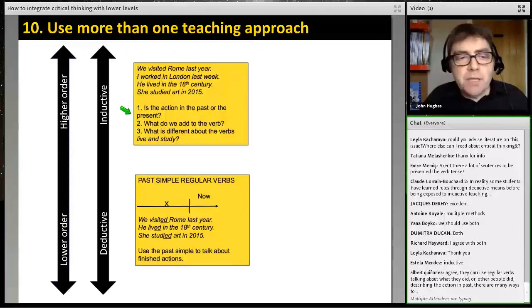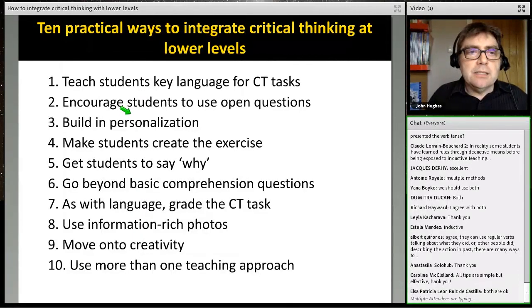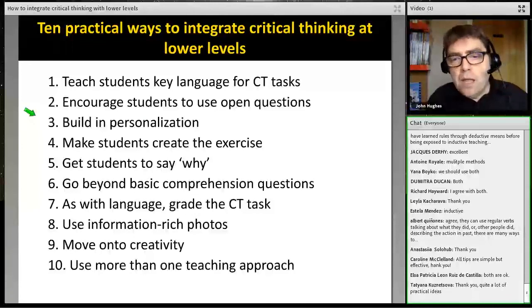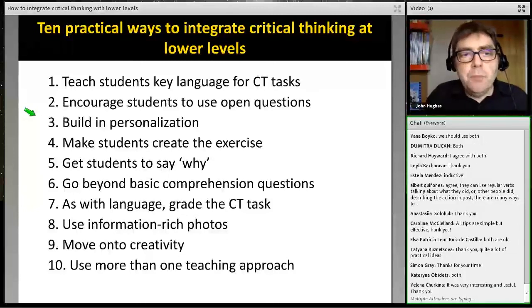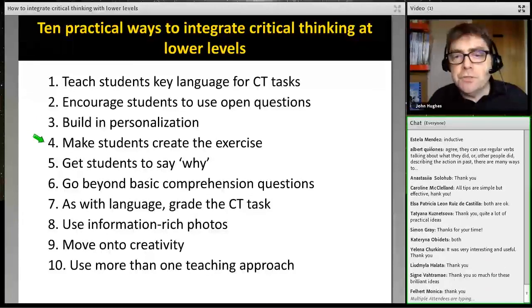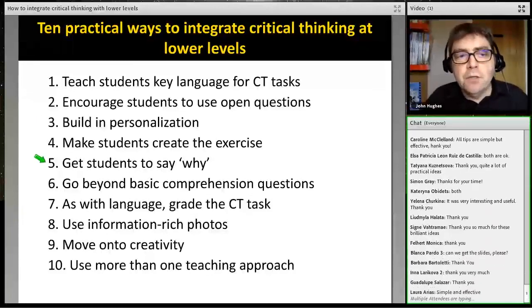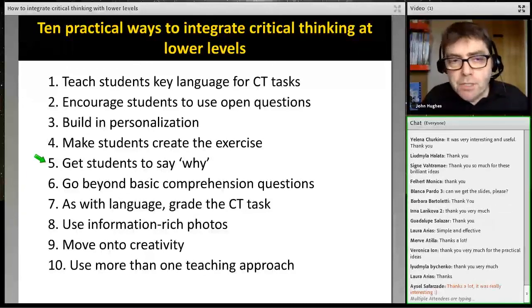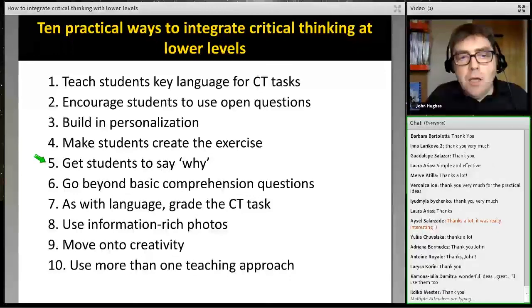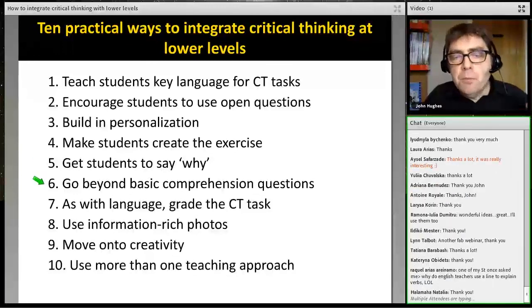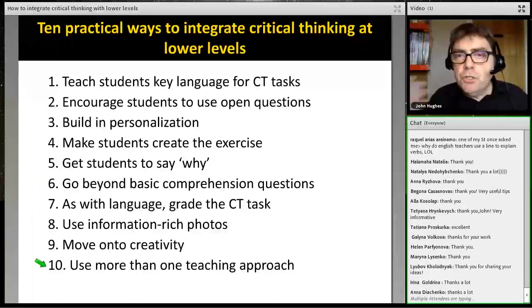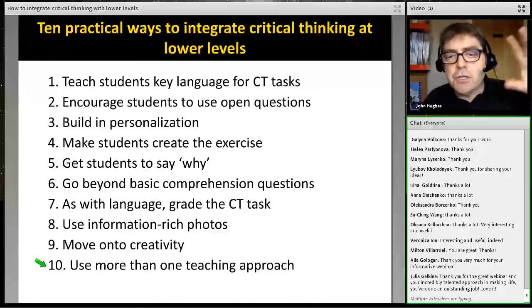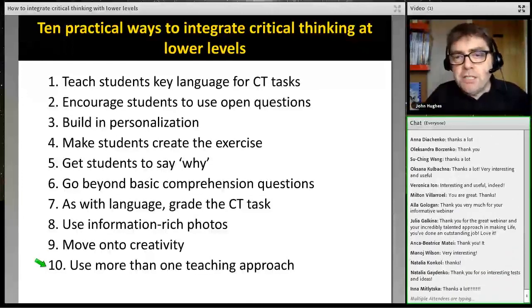I'm coming to the end of my session, so my summary slide is this. Those are the 10 practical ways to integrate critical thinking at lower levels. Try some of them out with your students, see how they work. In particular, my favorites are make students create an exercise. I think it's a lot of fun. Number 5, get students to say why when you teach vocabulary. Also, think about going beyond the basic comprehension question with readings. And also, when you teach, use more than one approach for teaching. Teach the grammar one way one day and teach it again the next day.